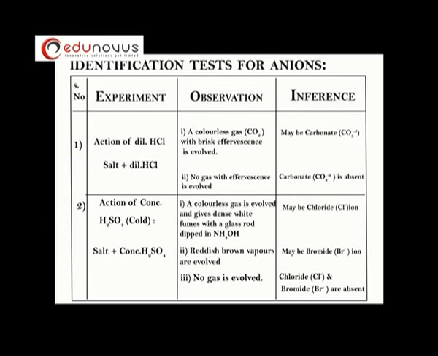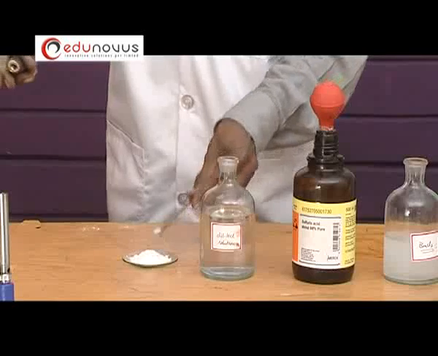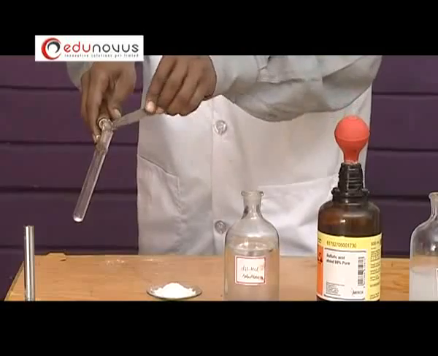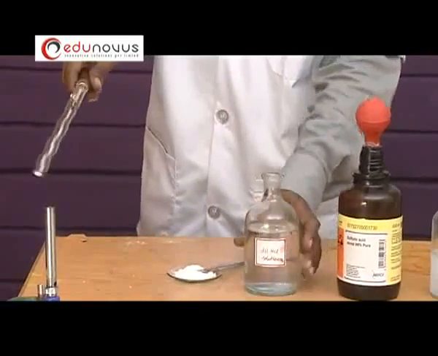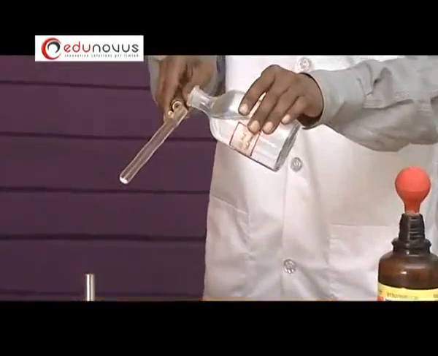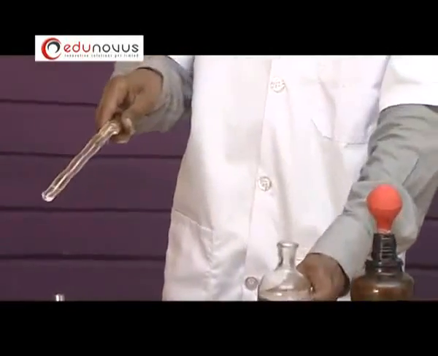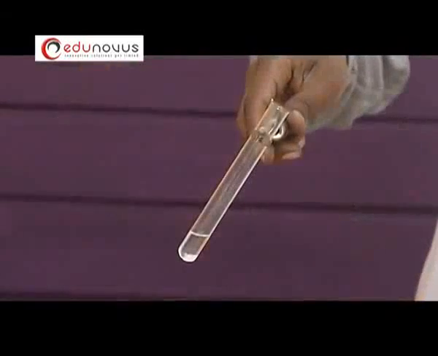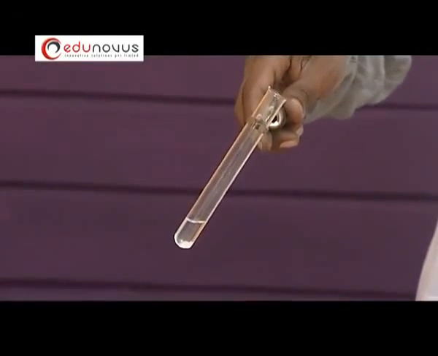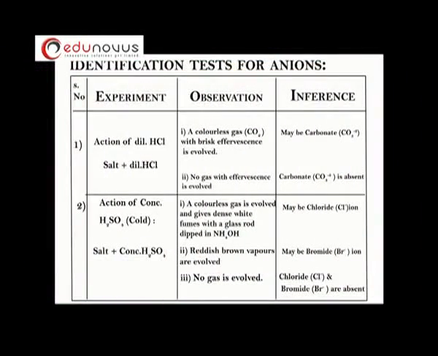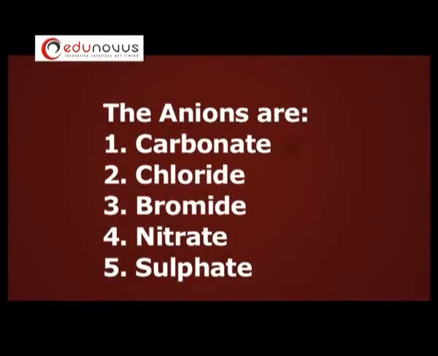The first test is action of diluted HCl. Take a small amount of the given salt in a clean and dry test tube and then add a few drops of diluted HCl. No gas is evolved or no characteristic observation. Therefore, we can infer that carbonate anion is absent. Thus, carbonate is removed from the list of possibilities.